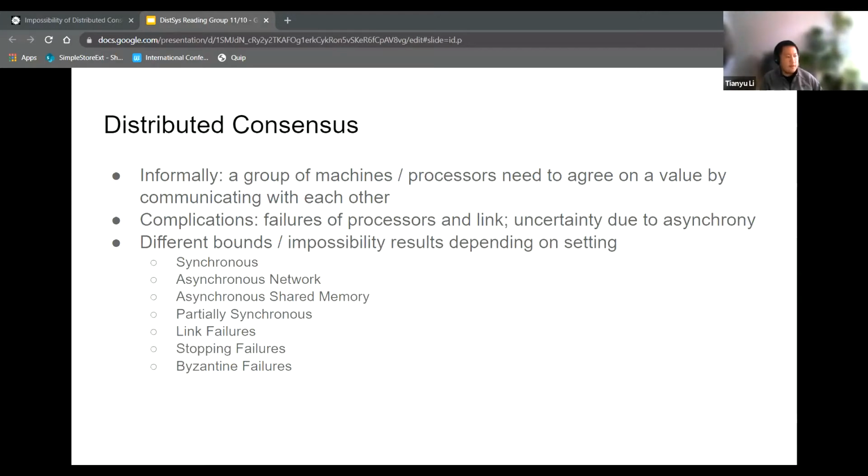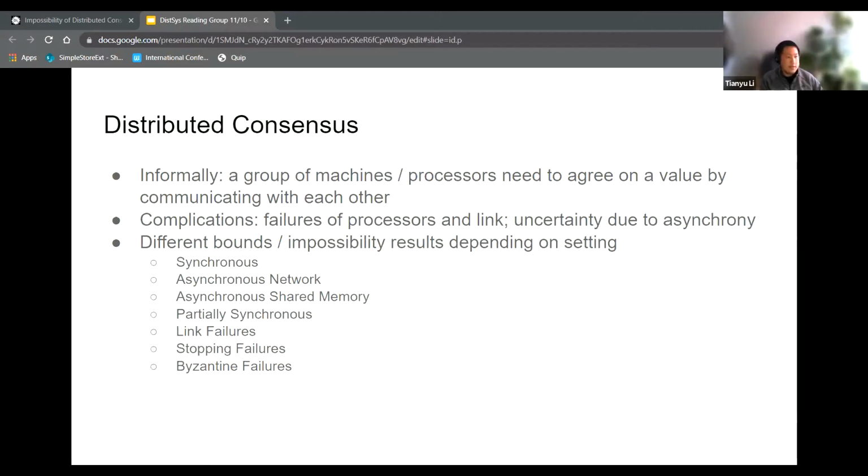So let's think informally of what consensus means, right? A group of machines, really, or processors, need to agree on a value by communicating with each other, right? So everybody only has access to local information, although you probably can assume that everybody knows there exists a set of other people in the system that you need to talk to. It sounds like an easy problem, but obviously there are lots of complications in this simplified model. You can have failures of processors and the links, and you can have uncertainty due to asynchrony of said channels. We'll get into each of those in detail.